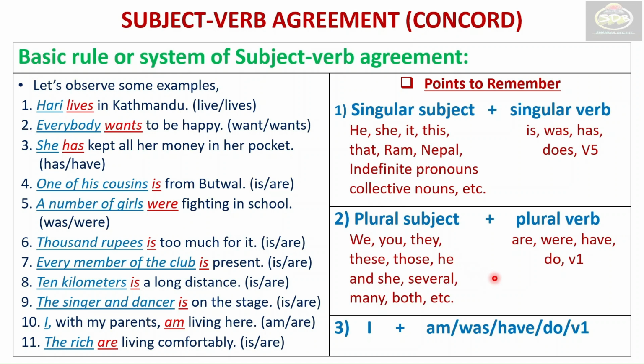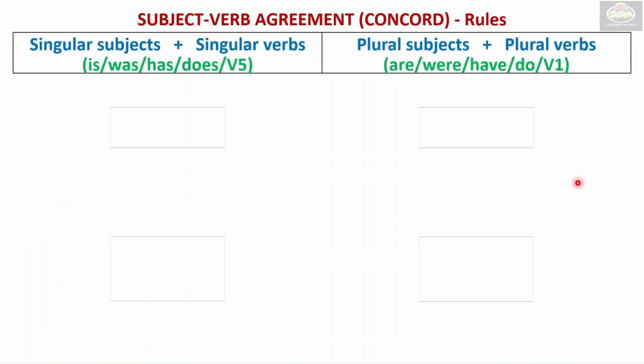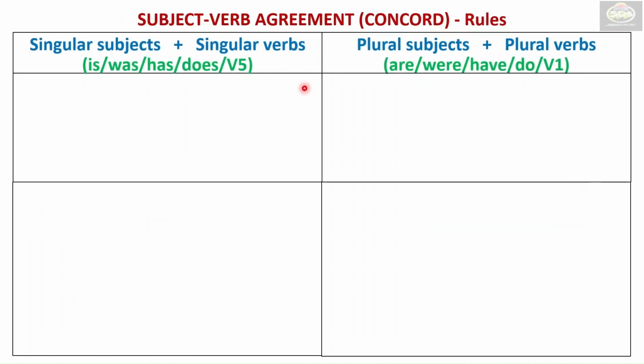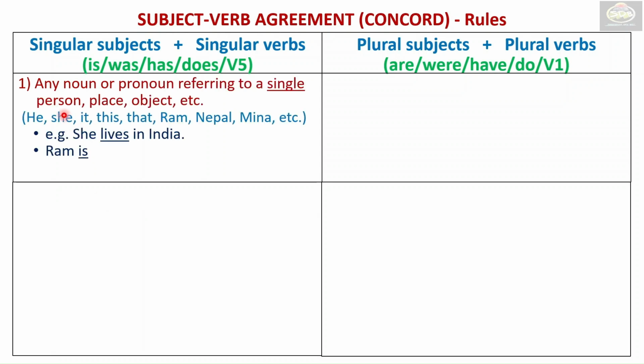Okay, now let's move to the rules of using subject-verb agreement in detail. First of all, we are going to make a distinction between singular subjects and plural subjects. There are so many subjects and we are going to distinguish between them. We have to make a list of singular subjects as well as plural subjects. First of all, let's move to rule number 1.